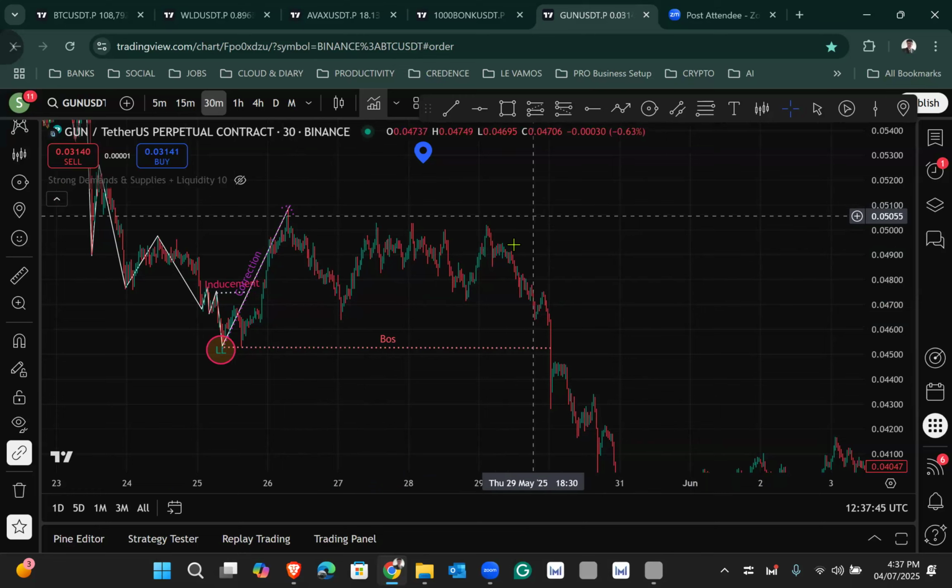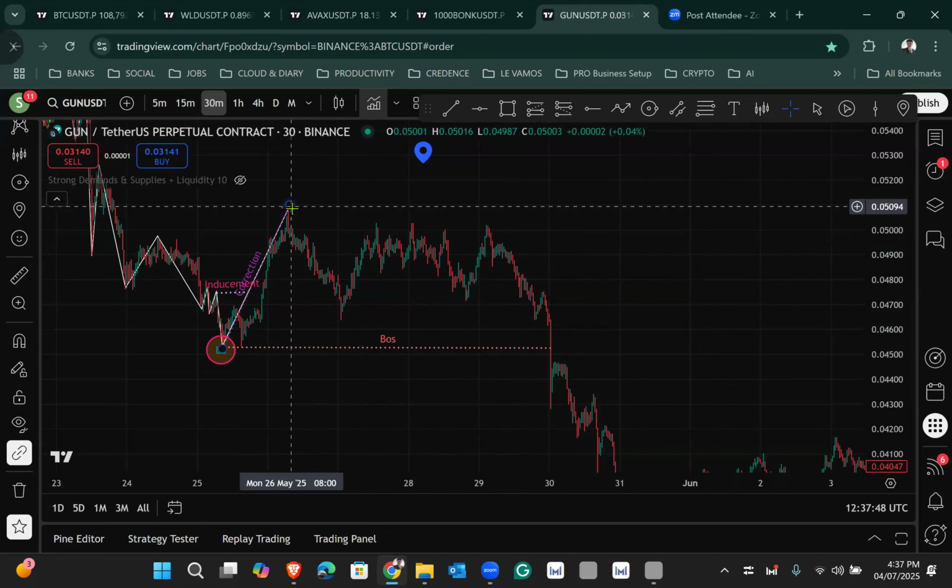So this is the highest point actually. So this is the end of the correction. So that will be the lower high.